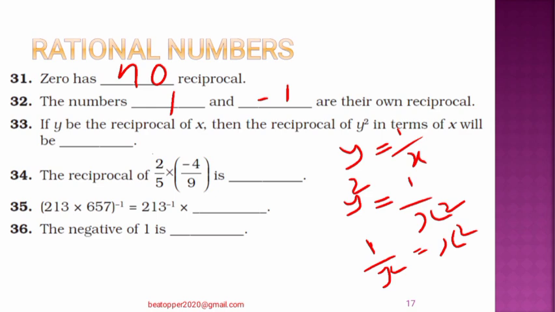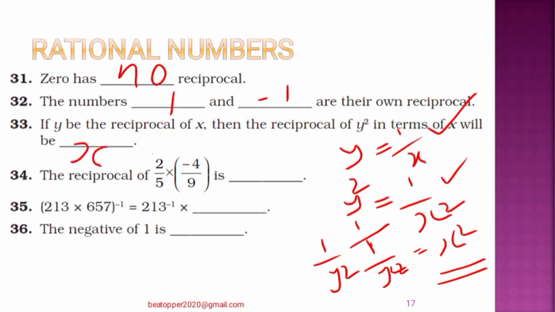Next question: if y is the reciprocal of x, then the reciprocal of y square in terms of x will be. Y is the reciprocal of x, that is, y is equal to 1 by x. Then y square is equal to 1 by x square. Then the reciprocal of y square is 1 by y square, which is equal to x square. So the answer is x square.